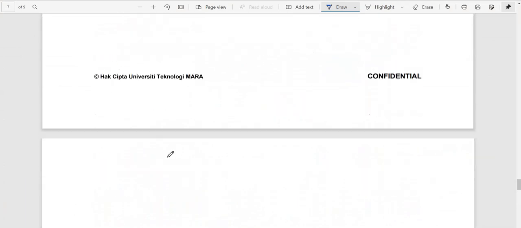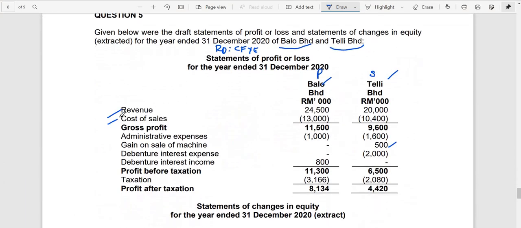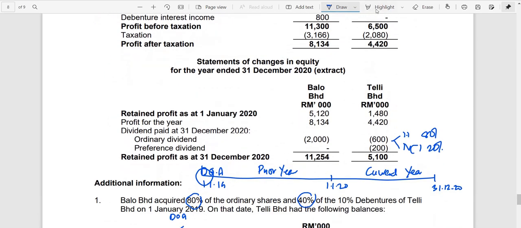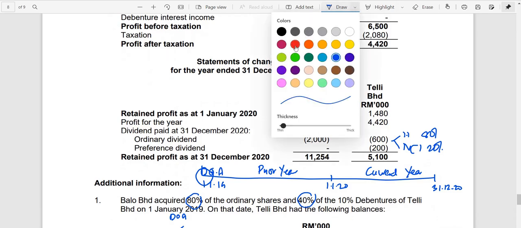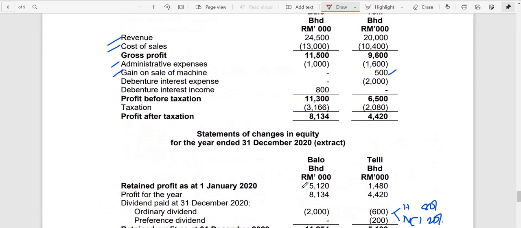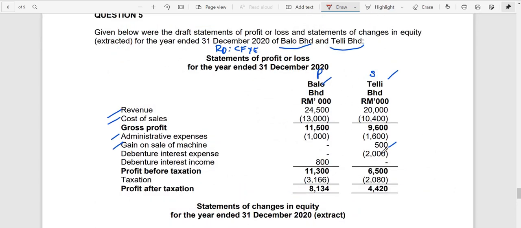In this part, we are done here. This one is done. This one is done. Now we're looking at debenture interest expense and debenture interest income. Earlier on, you know that the debentures acquired by the parent is 40%. So you can see here that debenture interest expense by Tally was 2,000. If parent acquires 40% of the debenture, parent will have recorded 40% times 2,000, which is actually 800 in the individual statement of profit or loss. And that has been done by parent actually.